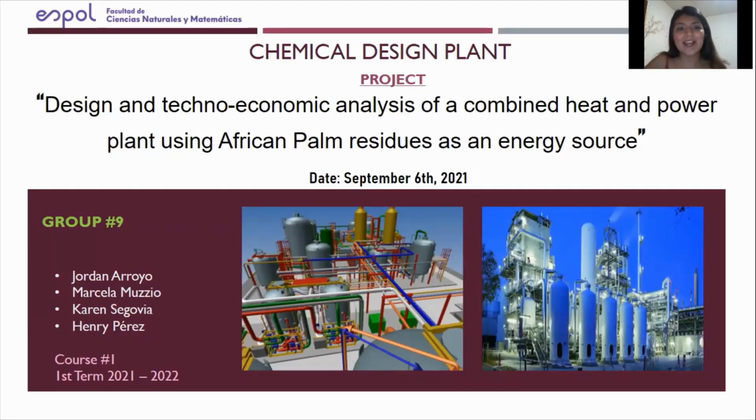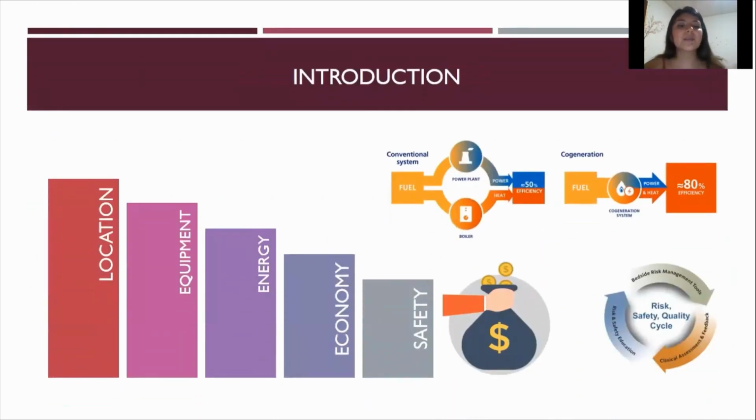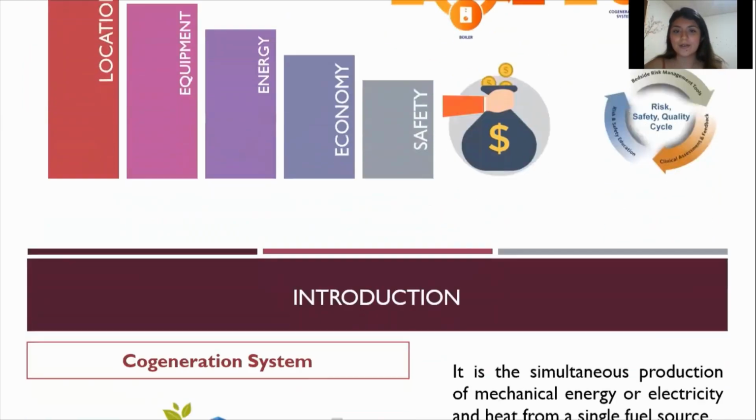Hello, we are group number 9, and our project is about a design and techno-economic analysis of a combined heat and power plant using African palm residues as an energy source. To develop this project, we consider some factors. As we can see, we have location, equipment, energy, economy, and safety.